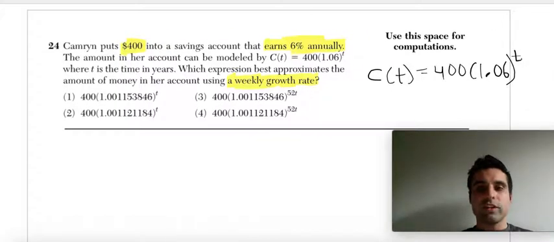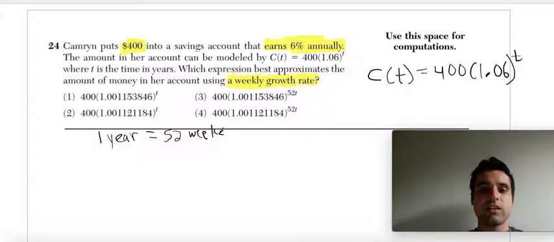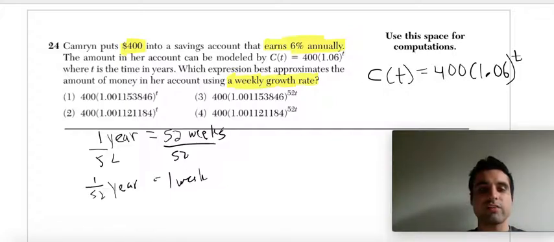So here's how it's going to look. I'm going to write it over here. So 1 year equals 52 weeks. And they did not change the variable t, right? So what that means, guys, is that if I want it in terms of each week, I divide by 52 so that it's for 1 week. So 1 week is equal to 1 over 52 years. That's because, of course, a week is less than a year, right?